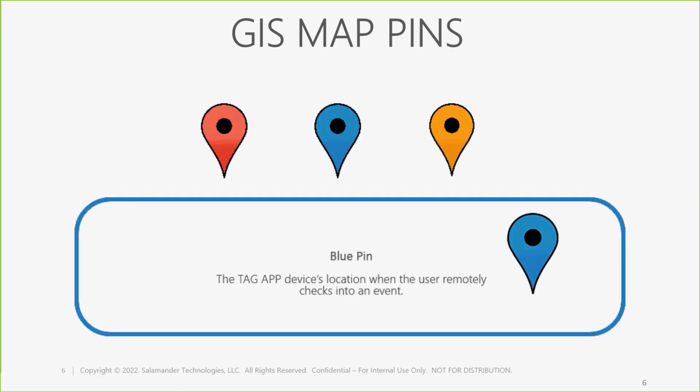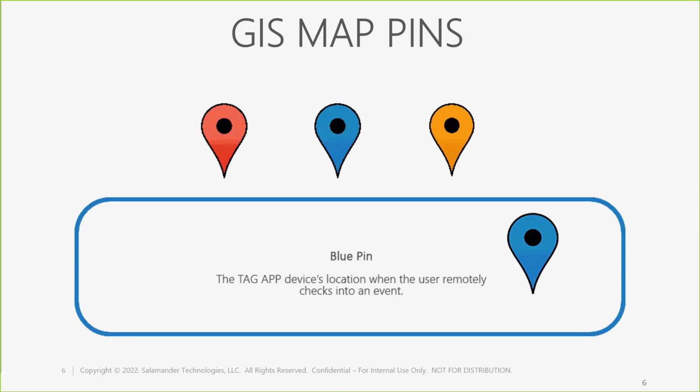And last is the blue pin. Similar to the track app, when a tag app user remotely checks into an event, a blue pin is going to appear on the map with their approximate GPS location. However, the difference between the tag app and track app is that today the tag app pin does move. Every time the device moves more than 50 meters, your location will be changed upon the map. So it's going to move with you.